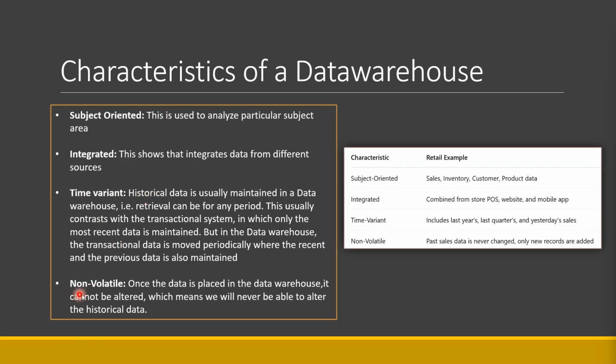And when we say non-volatile, once we place one data into data warehouse, it cannot be changed. So that is why it is known as non-volatile. So past sales information we cannot go back and change, right? Because something that is already written in data warehouse, we cannot change that. Only we can add new sales information. These are some of the characteristics of data warehouse.